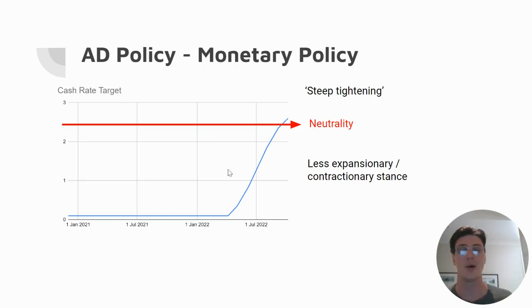Monetary policy: remember, we've got our neutral rate, which is about 2.5%.